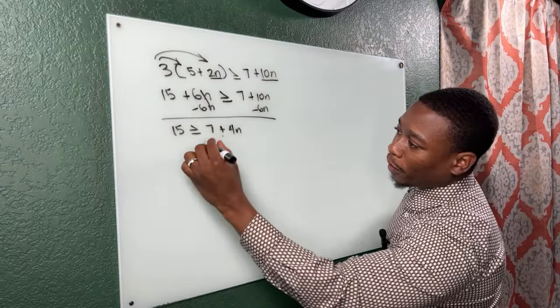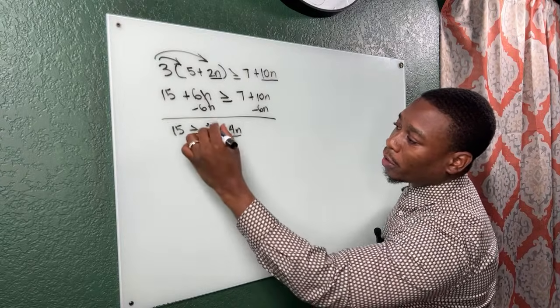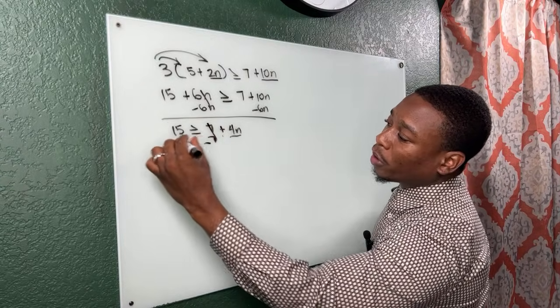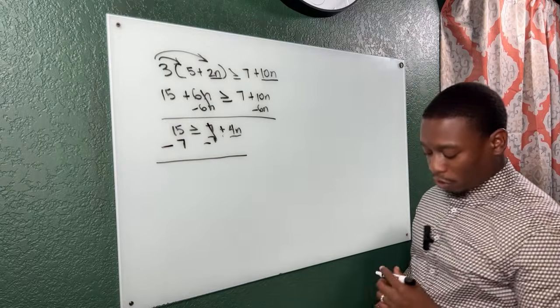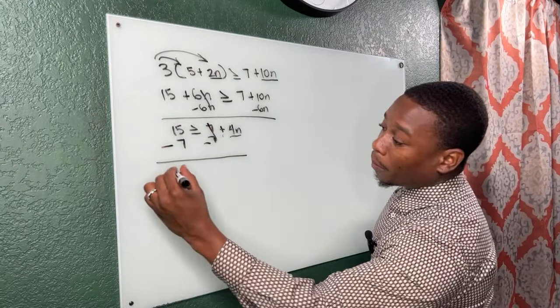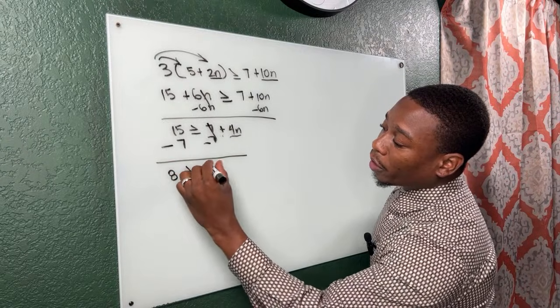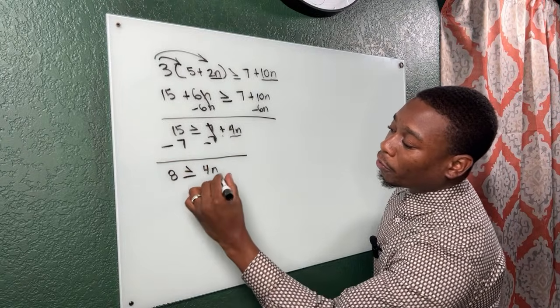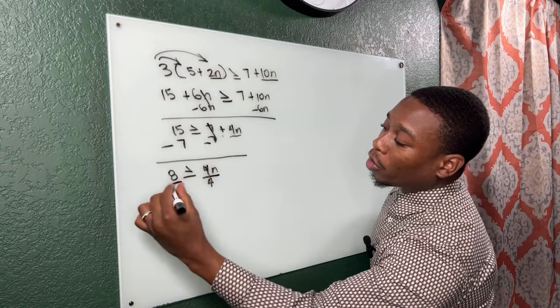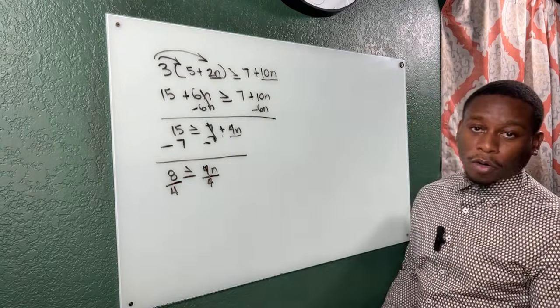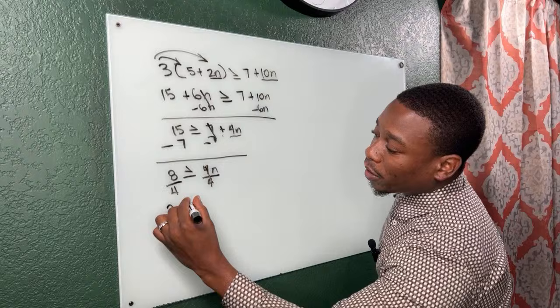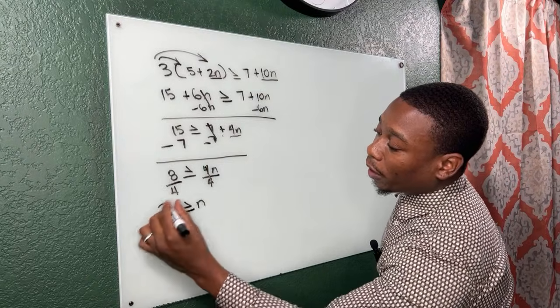Now at this step, family, we notice that the variable is still not by itself, so we are going to subtract. As a result, I get 8 is greater than or equal to 4n. To solve, we divide by 4. So our final answer is 2 is greater than or equal to n.